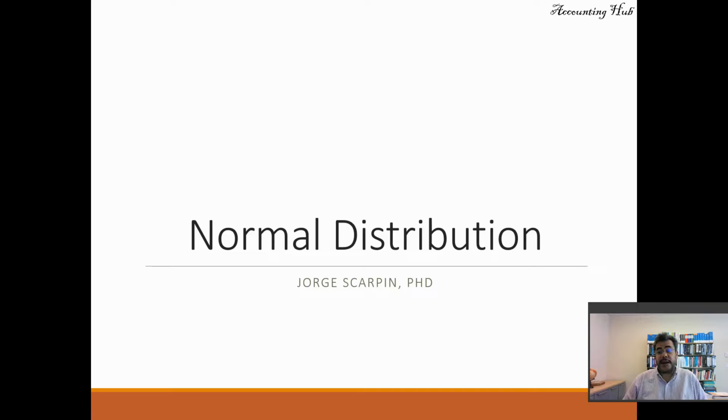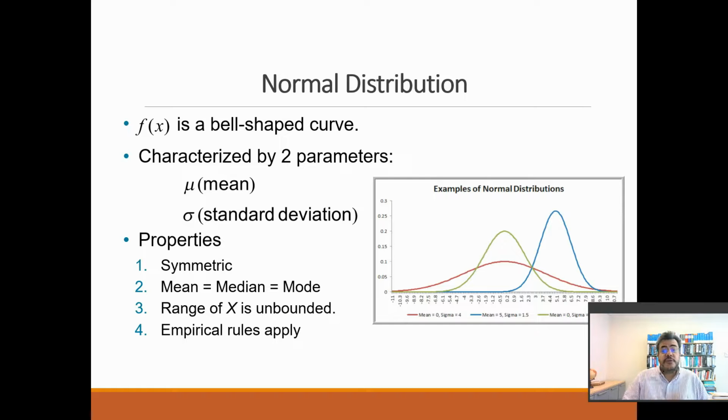I'm Professor George Scarpin, PhD in Accounting, and our topic today is normal distribution, one of the most important distributions that we have. A normal distribution is a bell-shaped curve characterized by two parameters, mean and standard deviation. So here, three normal distributions.